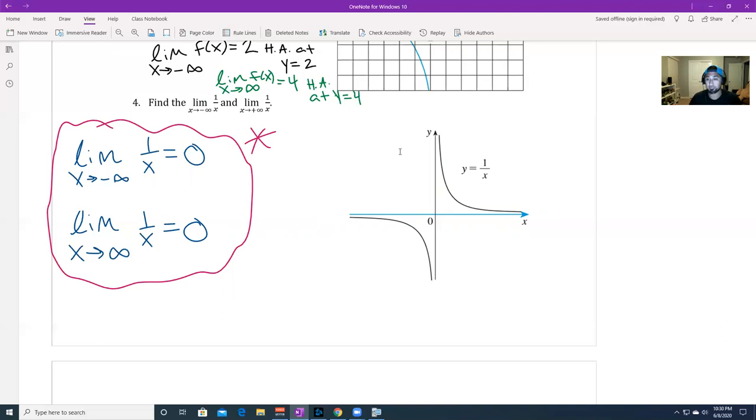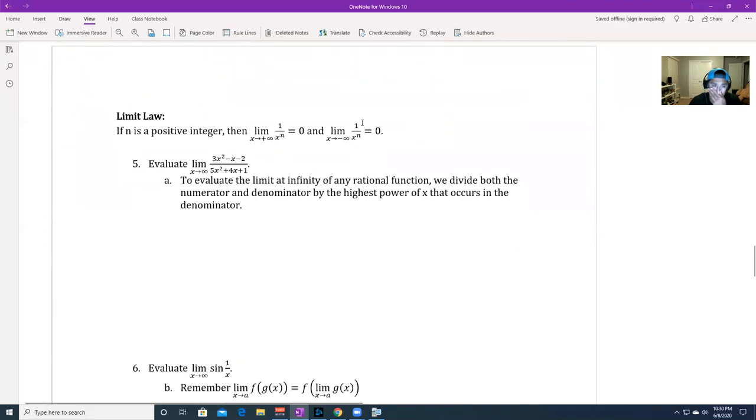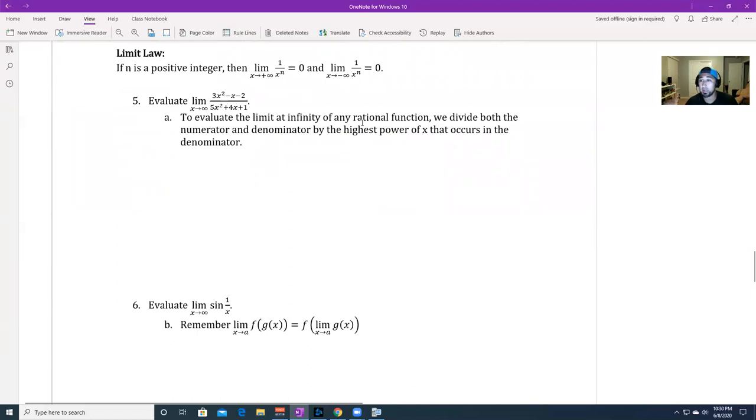Okay, let's keep moving. All right, there it is. It's a limit law, a limit identity. We just saw it, it was proven by the graph. We could have proved it by XY charts. The limit as x approaches infinity of 1 over x to the n, and the limit as x approaches negative infinity of 1 over x to any power n, will still be 0. We are going to use this limit identity to help solve the next couple of problems. Which means we get started at number 5.